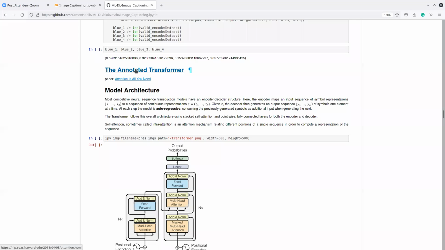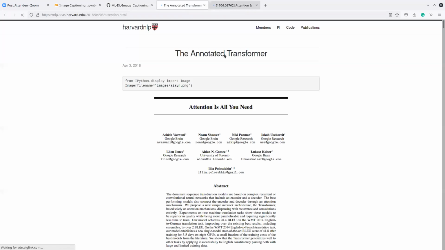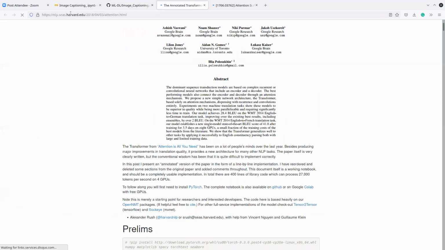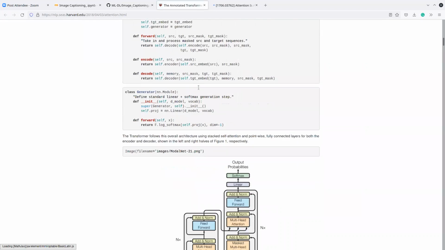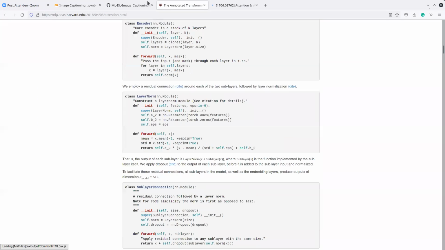And there is also the link to the main two sources of the code and the information. The paper that Google had, and the Annotated Transformer, which is the implementation by Harvard. I got the main implementation of the layers from here, and also the images.